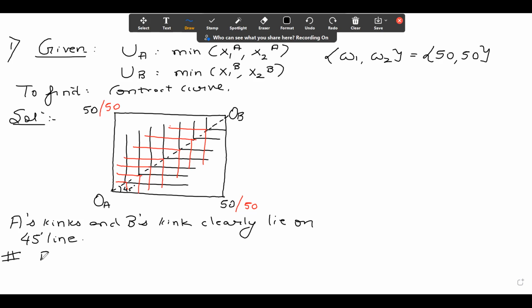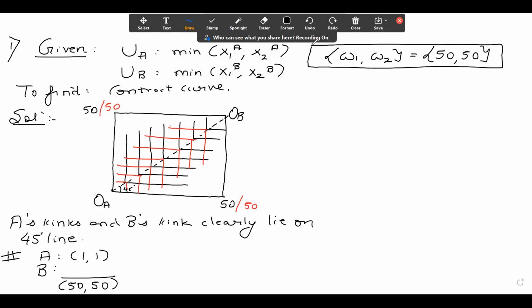Suppose A has 1,1. If A has 1,1 and my total is 50,50, which is my endowment, how much will B have? B will have 49,49. What is the utility A gets from his own allocation? Min of 1,1 is 1. What is the utility B gets from its own allocation? Min of 49,49 is 49.